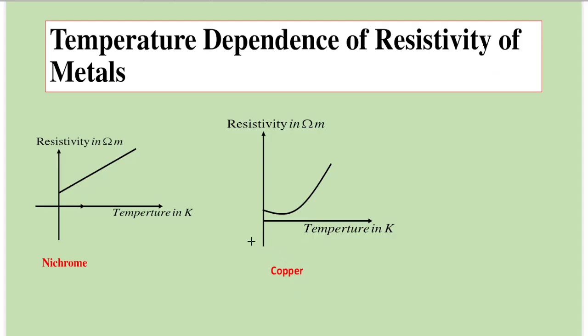Now let us look at the temperature dependence of resistivity of certain materials. There is a direct relationship between resistivity and temperature for nichrome. That is because from the form we saw earlier, rho is equal to rho naught into 1 plus alpha into delta T, this is a straight line. And then copper has slightly different behavior. Let us not go into why this happens, just learn from the example point of view. Even here, it's almost constant and increases linearly.